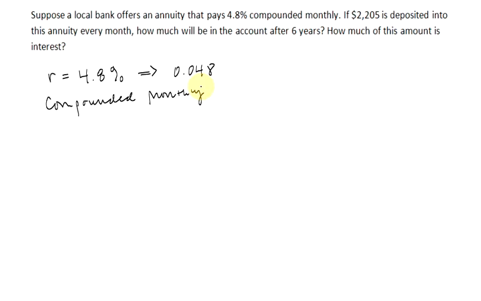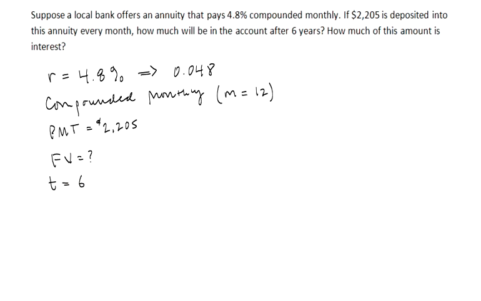The variable that stands for the number of times the money is compounded is M, and when we compound monthly, that means it's being compounded 12 times a year. So M is 12. We are making payments of $2,205 every month, so that means that the payment is $2,205. And we want to know how much will be in the account after 6 years. That means we're after a future value. That's what we want to find. And the time in years is 6.